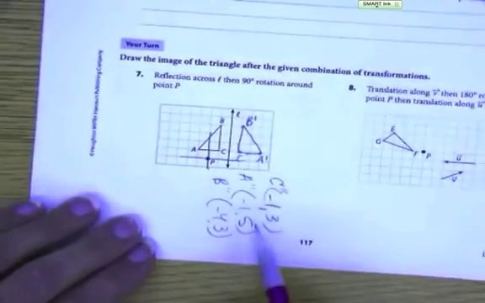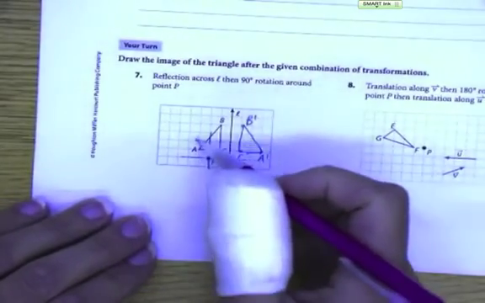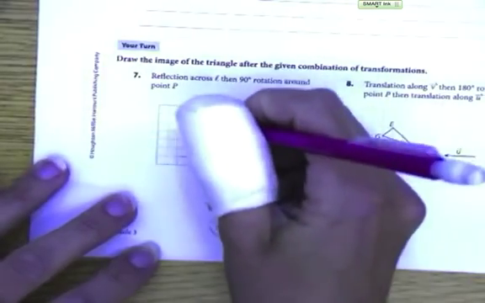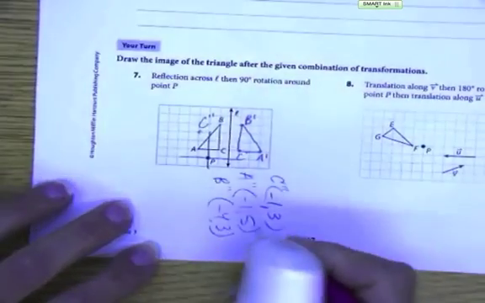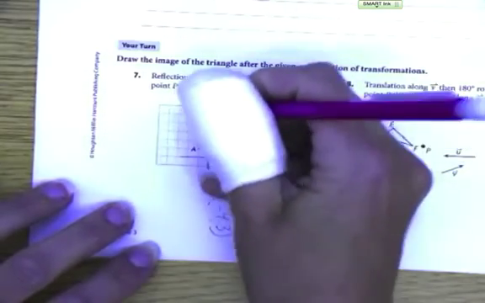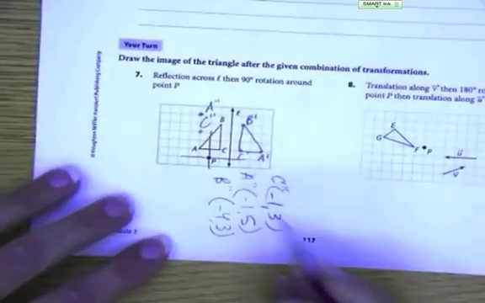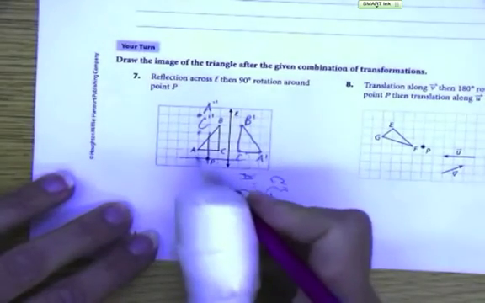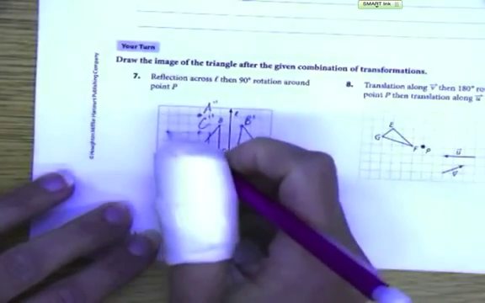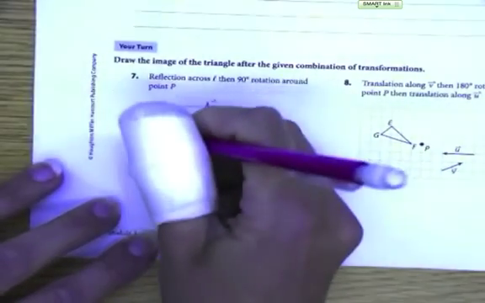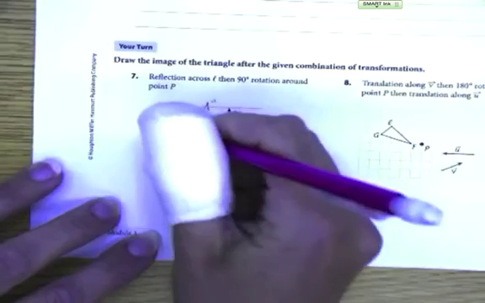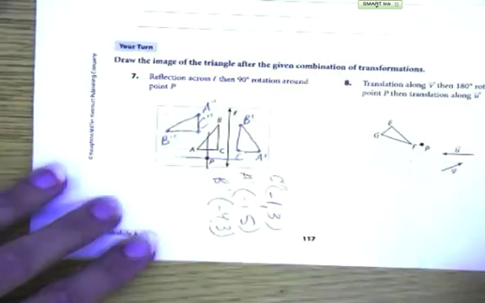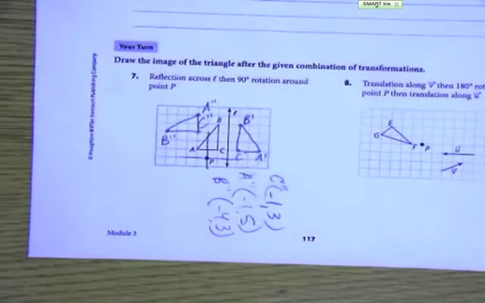and I plot these points on my actual grid according to where P is normally. Okay, so C would be at negative 1, 1, 2, 3. So this is where C double prime is. A double prime is at negative 1, 5. So here's A double prime. And B double prime is at negative 4, 1, 2, 3, 4, 1, 2, 3. So there's B double prime. And when I connect the dots, that is my final answer after the reflection and rotation.